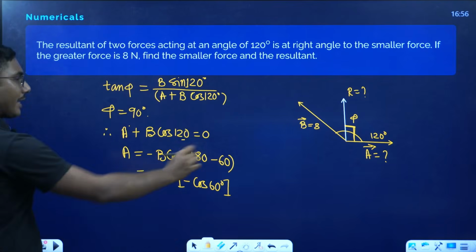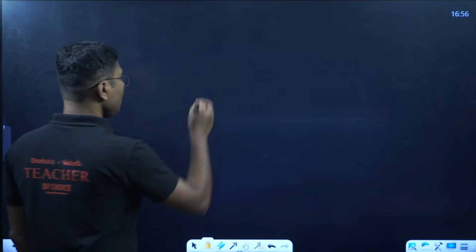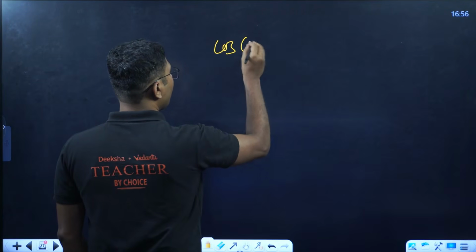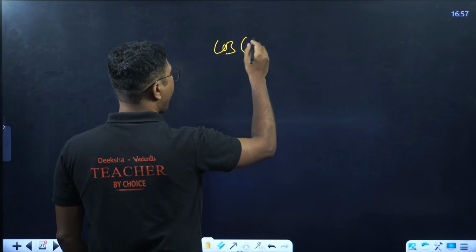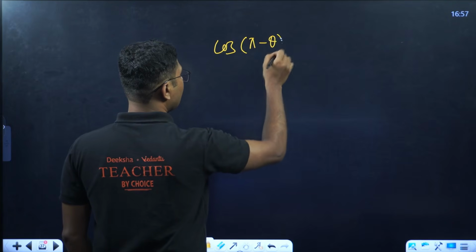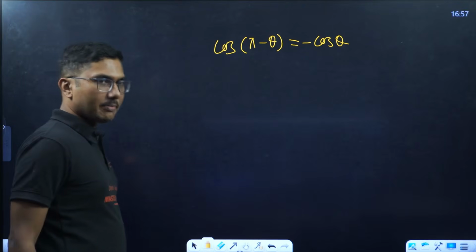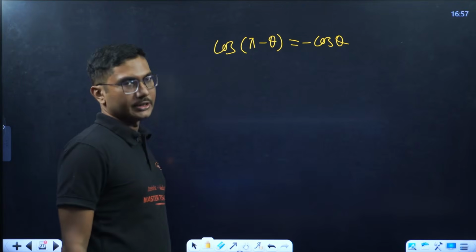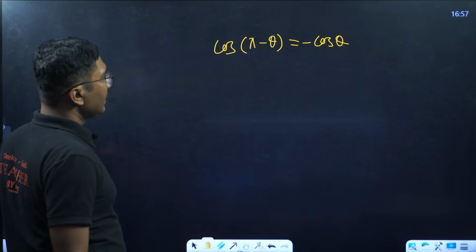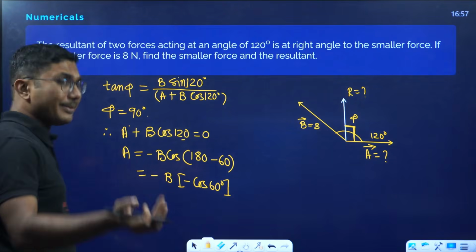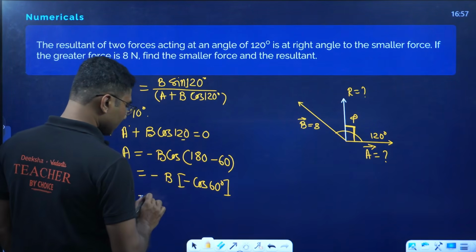Remember one very important point: cos of pi minus theta equals minus cos theta. Cos of pi minus theta is equal to minus cos theta. That is an important point to remember, right? So here it is minus cos 60. So minus minus plus, you get b.